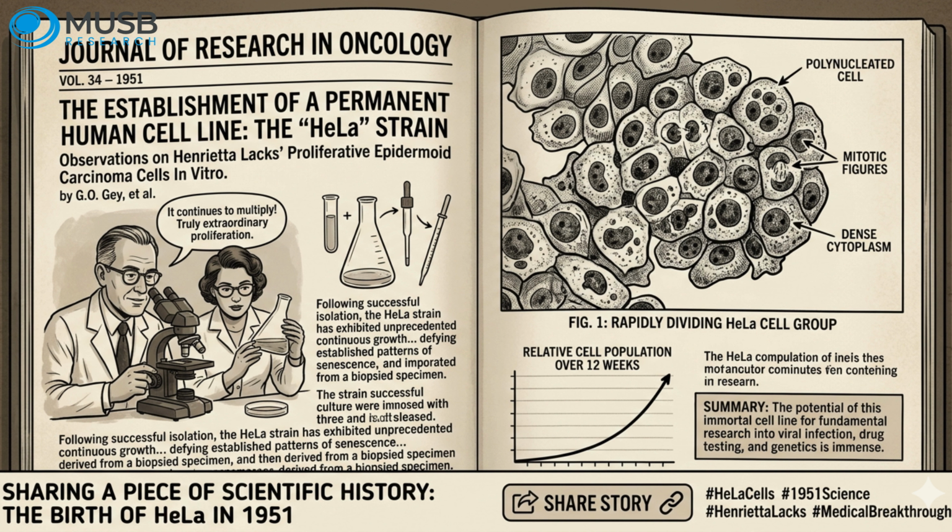It's 1951. A cervical cancer sample is taken from a patient named Henrietta Lacks at Johns Hopkins Hospital. The cells are given to George Gay's laboratory. And they do something remarkable. They survive. They grow. They double every 24 hours. They become the world's first immortalized human cell line, HeLa.